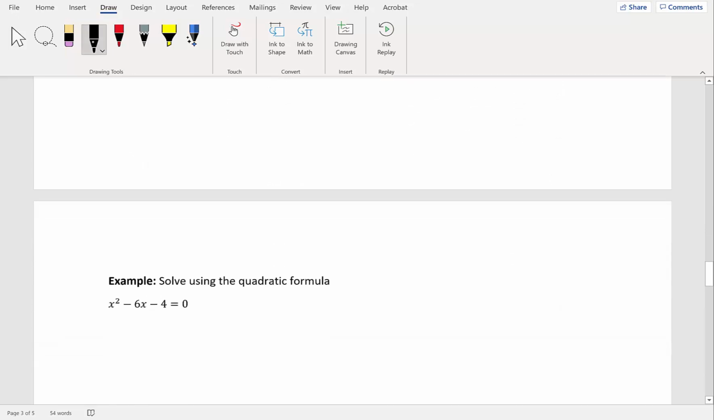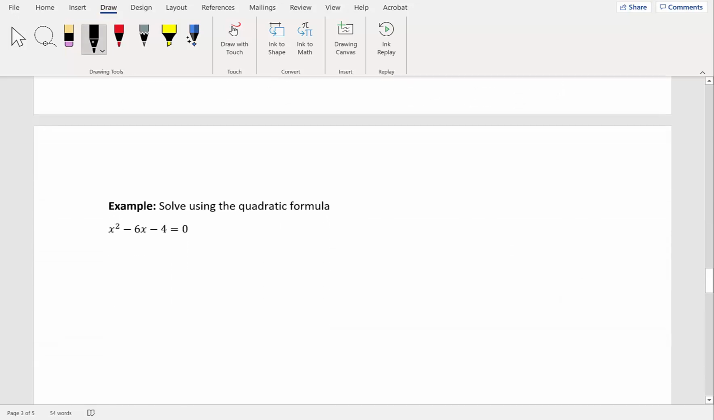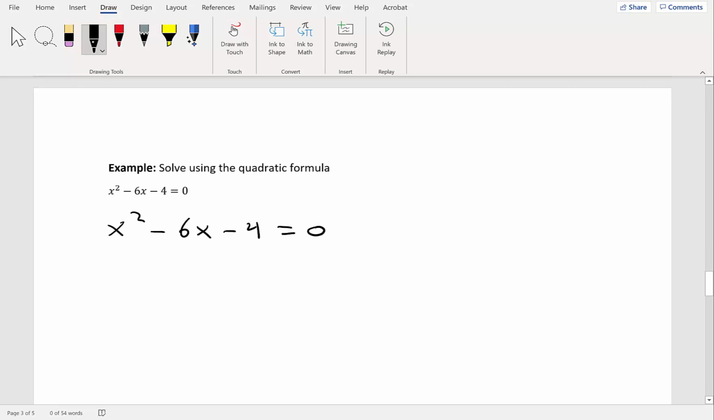We have a couple more problems. So the same type of problem, solve using the quadratic formula. We have x squared minus 6x minus 4 equals 0. So once again, we already have one side equal to 0. So we could go ahead and plug it into our quadratic formula.